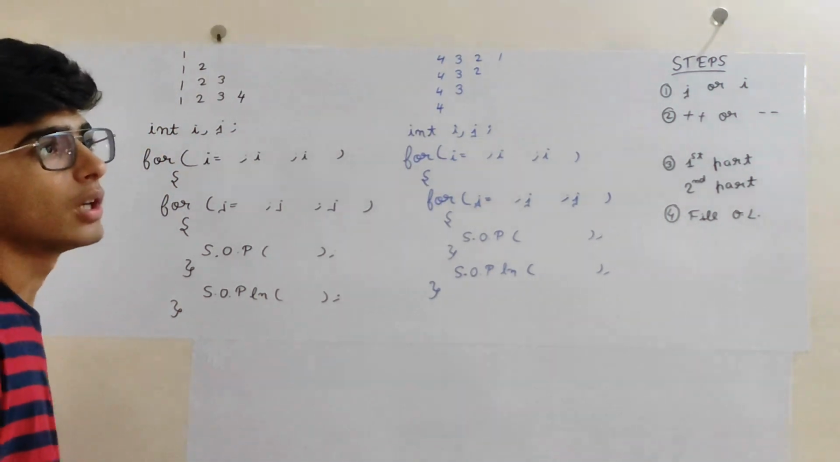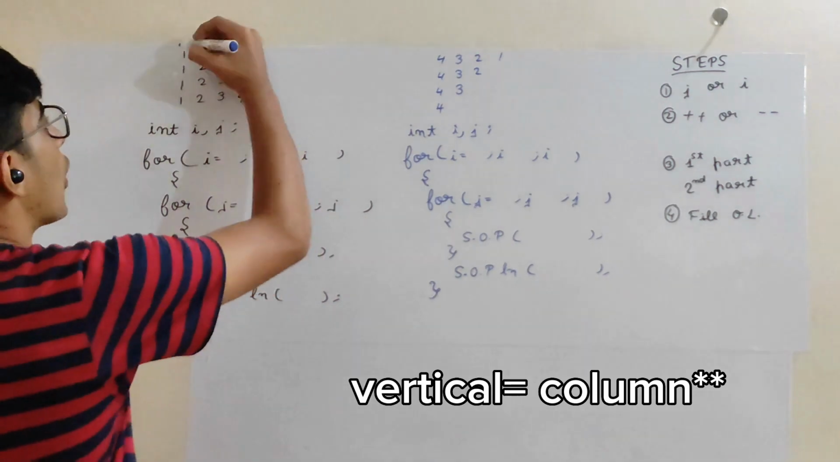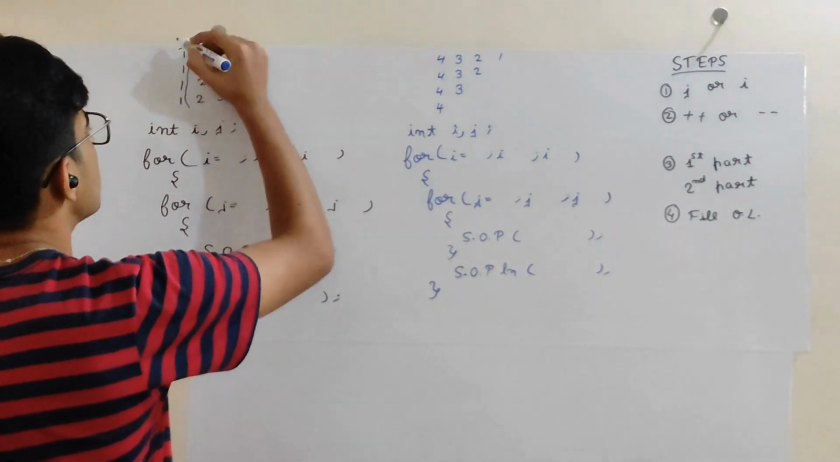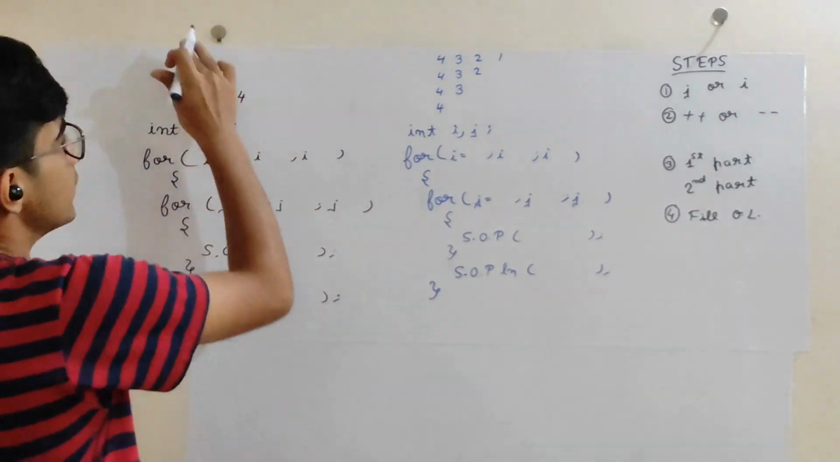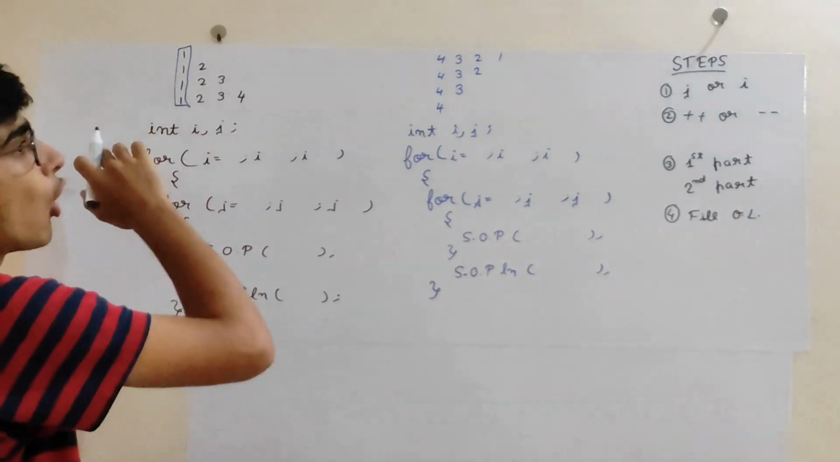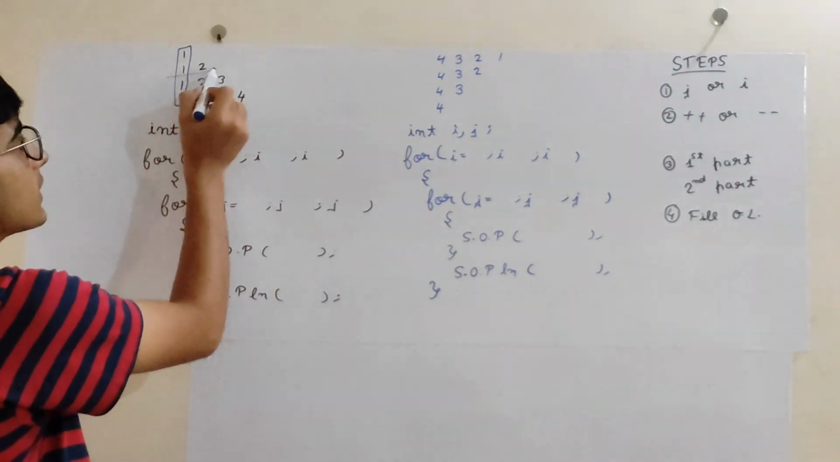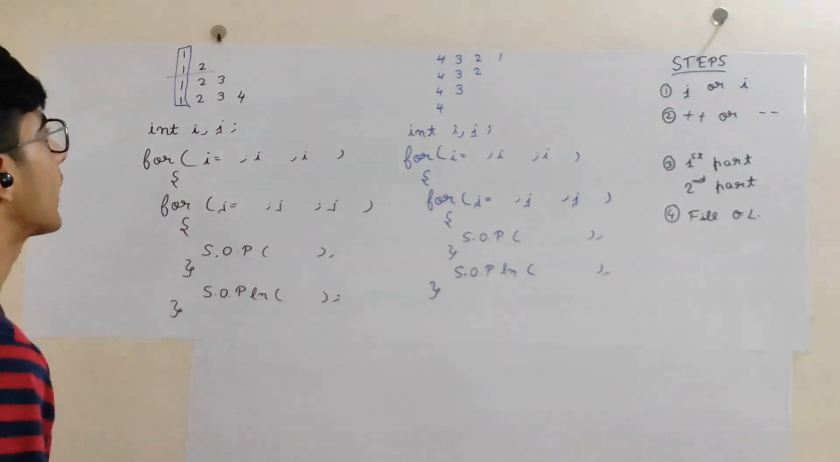What is a column? The vertical is called a column, right? This can be called a column, and the horizontal are rows. This can be called a row, right?